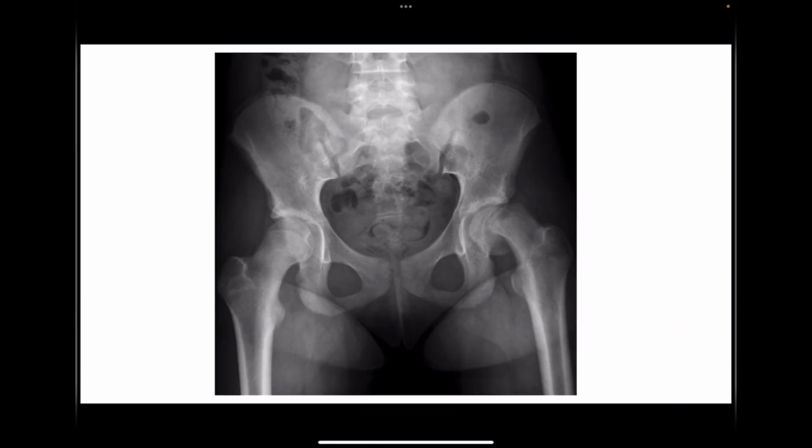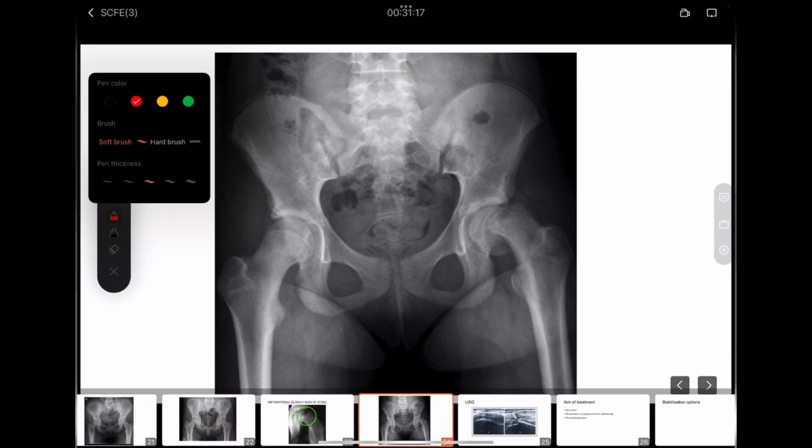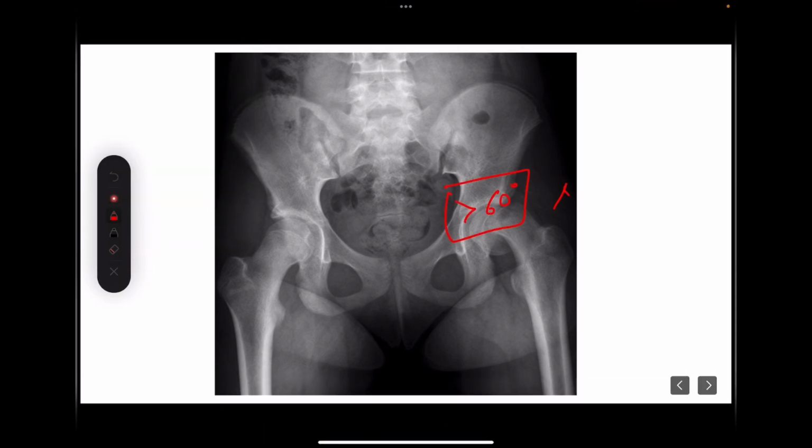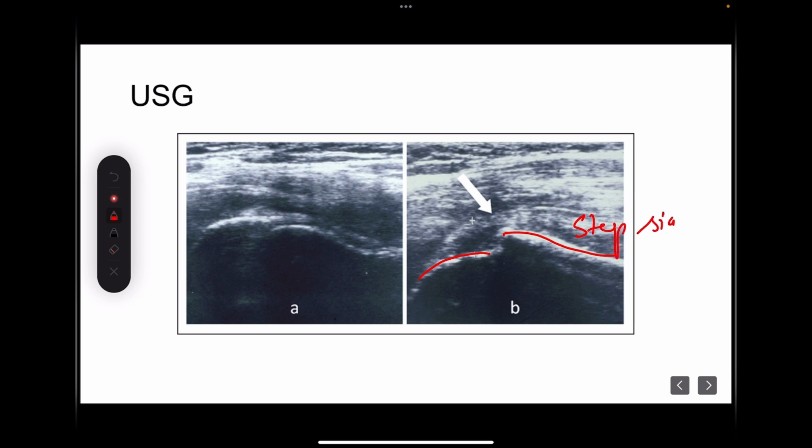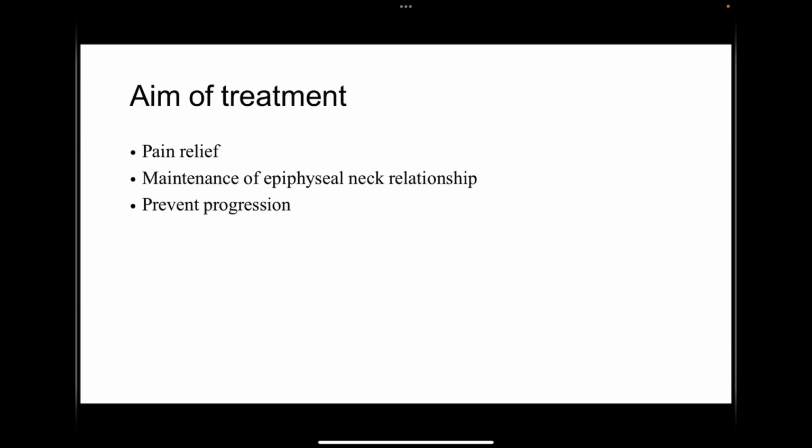This X-ray is showing gross displacement. Obviously, the slip angle would be somewhere more than 60 degrees. This is severe slip. On USG, you see this sign known as step sign because of the slip. So a step develops between metaphysis and epiphysis. Over this region is somewhere the physis is present. So this step sign is found on USG.